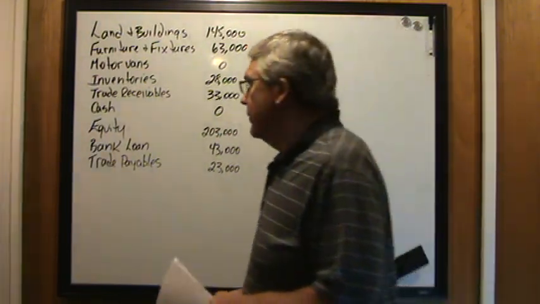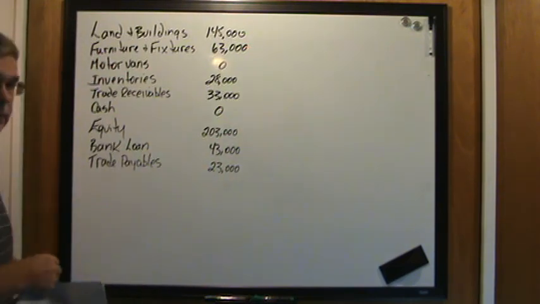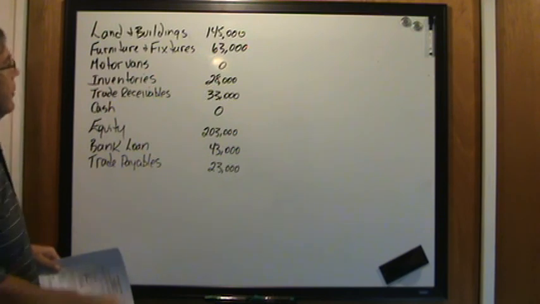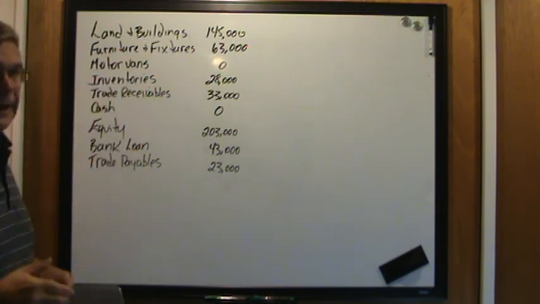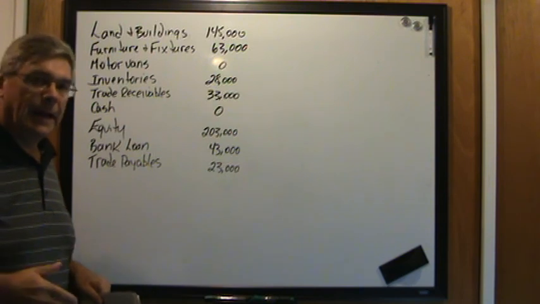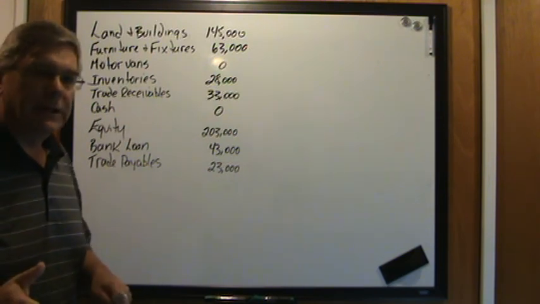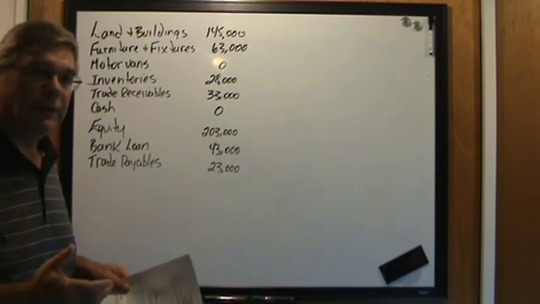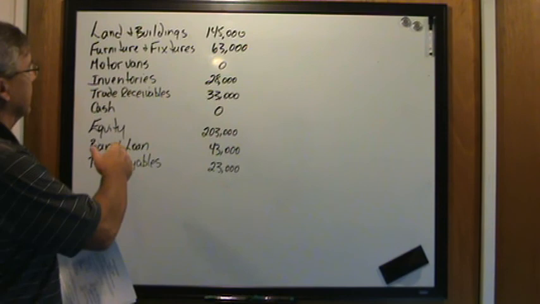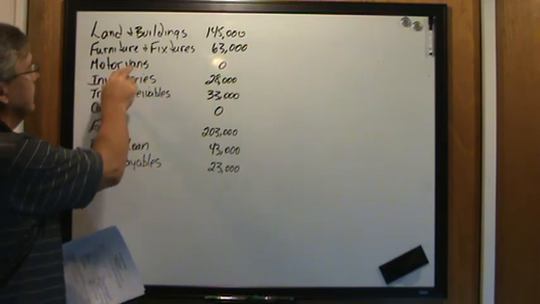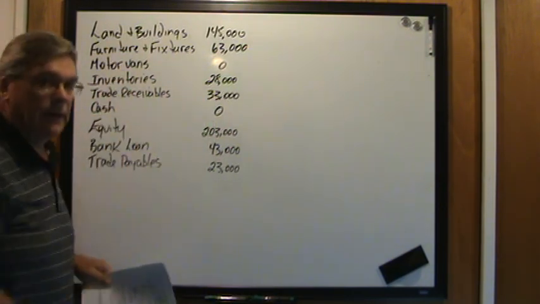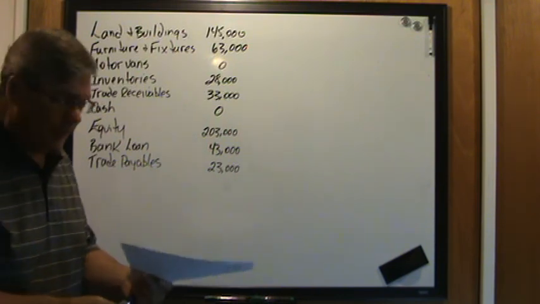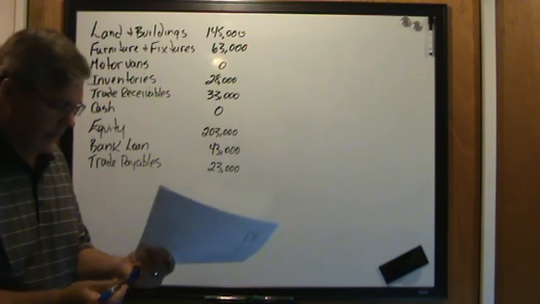What I have done first is taken the information from the balance sheet in the question and set it out this way. So I have land and buildings. Now you'll notice I added a couple of accounts because I know I'm going to need them and they don't exist in the original balance sheet, so you have to add them as necessary. I put in motor vans and cash, but both have a balance of 0, which is why they're not on the original statement. Okay, so let's go through each point in turn.